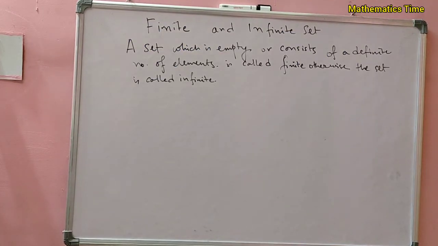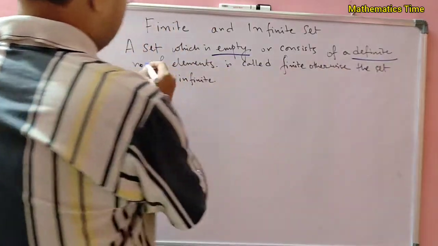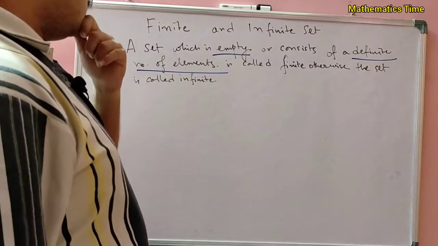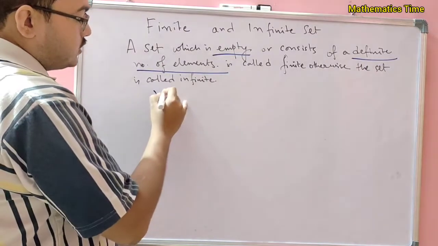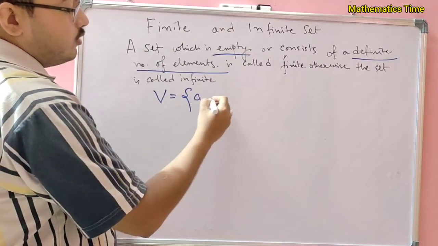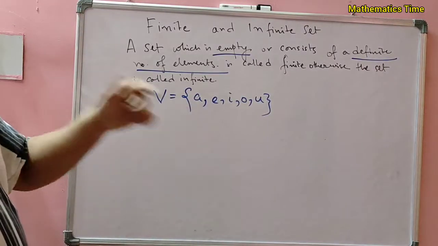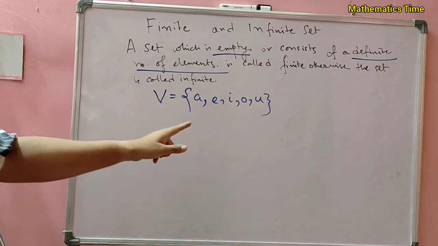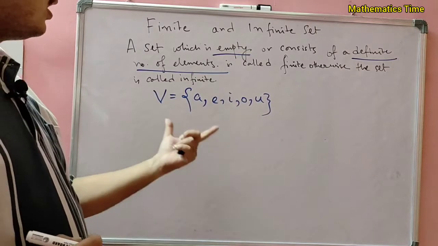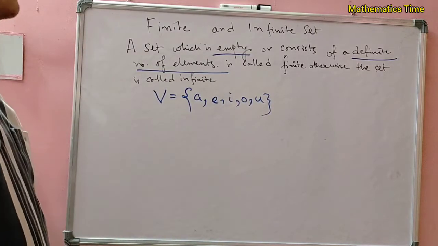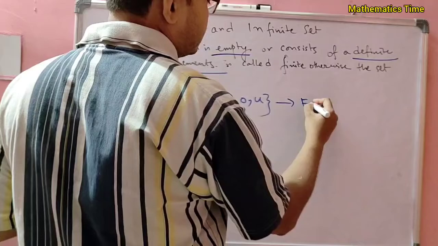So we are talking about now finite set and infinite set. A set which is empty or consists of a definite number of elements is called finite, otherwise the set is called infinite. Let us talk about an example. V, the set of all vowels of the English alphabet. In this example we can see there are 5 distinct elements, a definite number of elements. So it is a finite set.